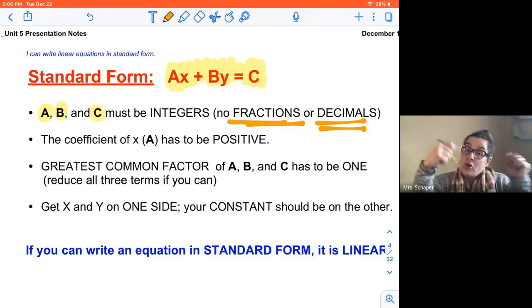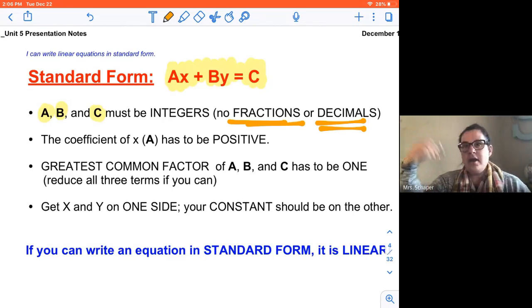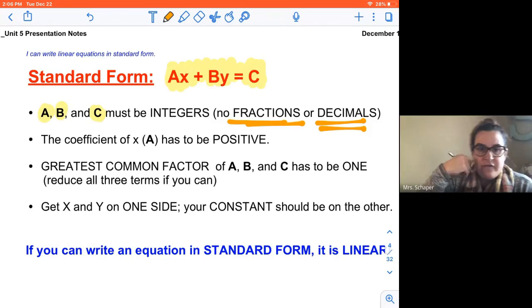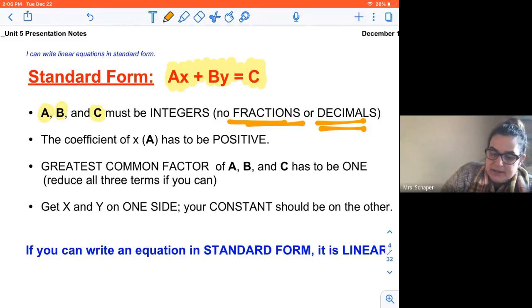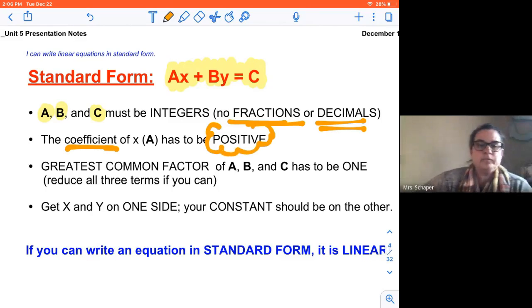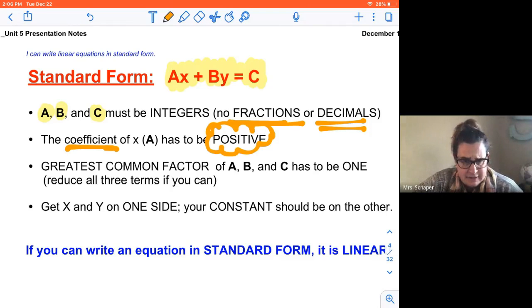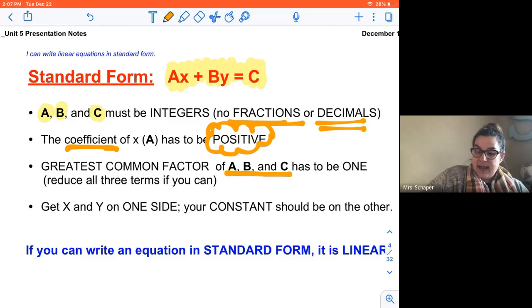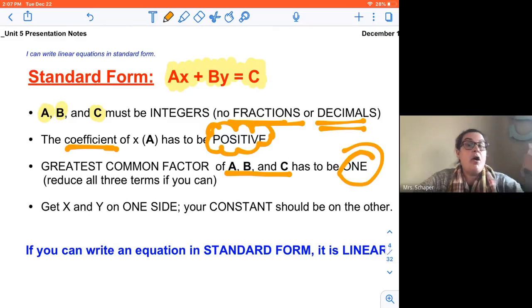And on your paper, you can go ahead and highlight or circle or underline what I'm doing too, just to draw attention to it so that you understand where we're going with it. The coefficient of X, so that means the number multiplied by X, which is A, has to be positive. The greatest common factor of A, B, and C has to be 1. That means we shouldn't be able to divide all of them out by 3 or by 4 or something like that, okay?